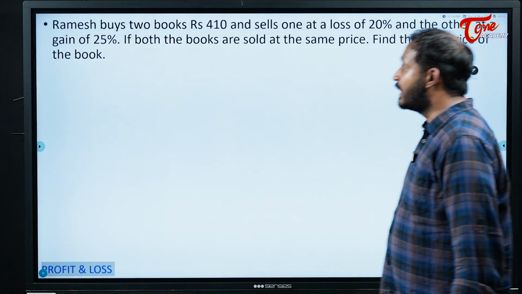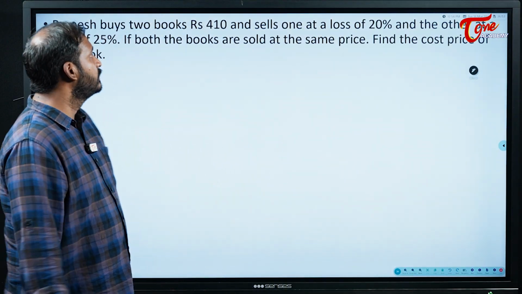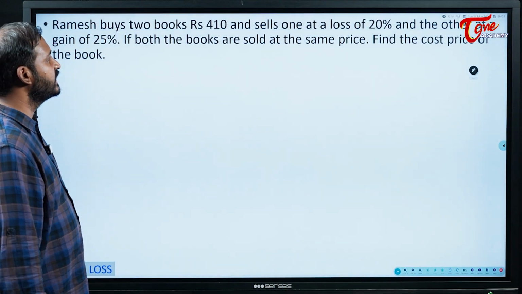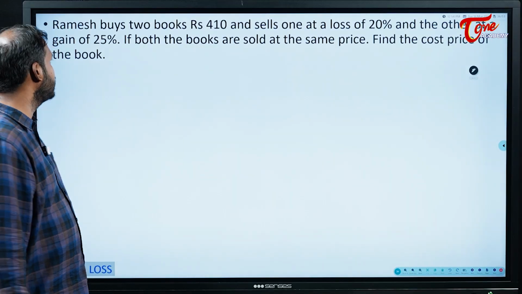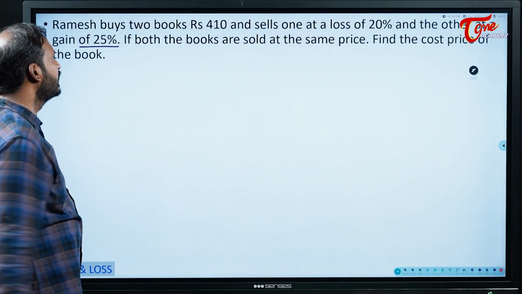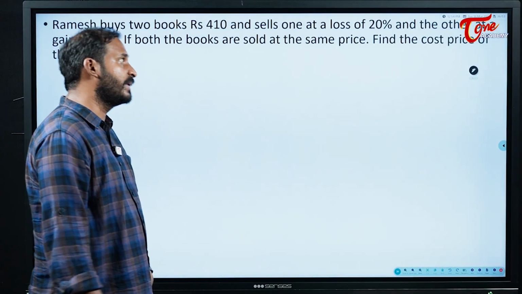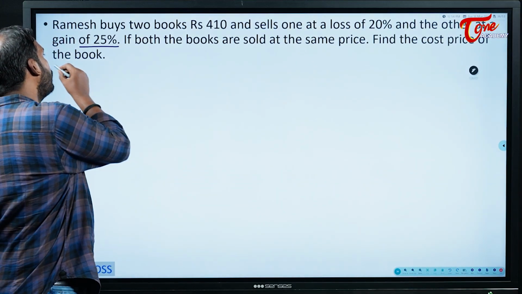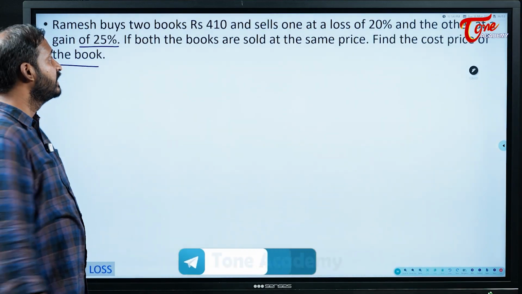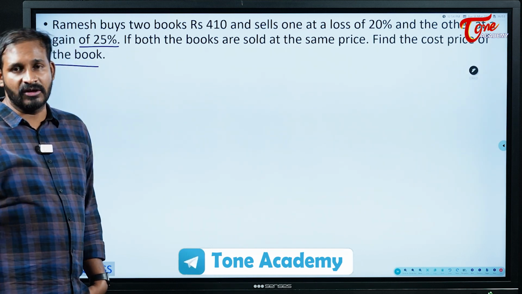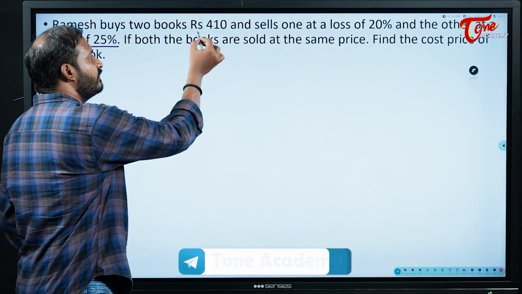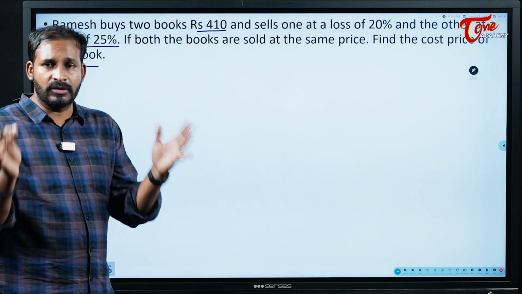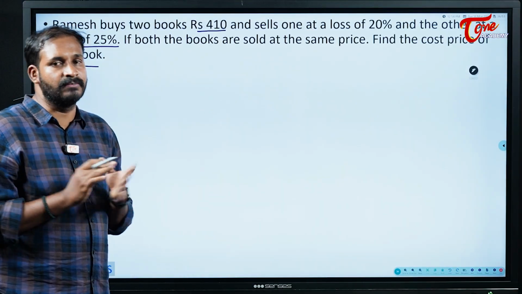Next one, see here, Ramesh buys 2 books for rupees 410 and sells one at a loss of 20% and the other at a gain of 25%. If both the books are sold at the same price, find the cost price of the book. Okay, now see here students, they asked finally the cost price. Here the value is important for us, but before taking the help of value, we should come to some conclusions.